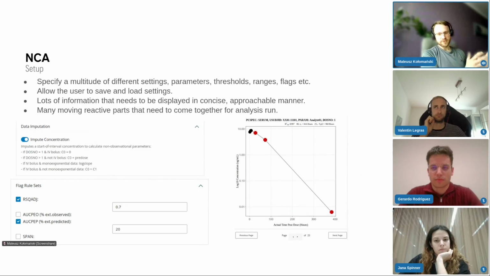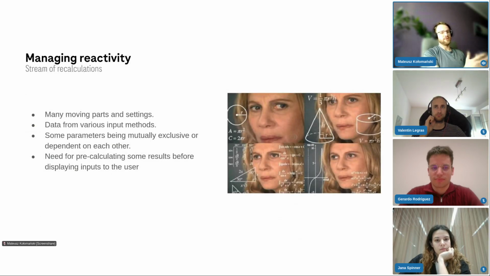This is awesome from the user's perspective, but comes with multiple issues from the developer's point of view. So now we have many moving reactive parts that need to come together before we run the actual analysis. So we need to gather data from various input methods. Some of those parameters can be mutually exclusive or dependent on each other. Also, for some of the widgets, we need to pre-calculate some of the results so that we can show the user how their setup impacts the analysis so that they can make a more informed decision for the final analysis run.